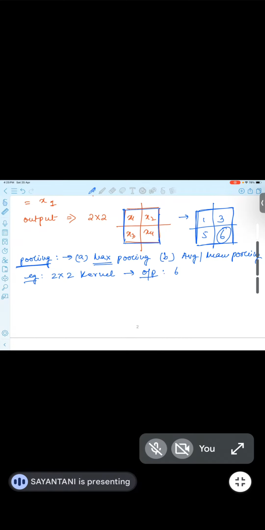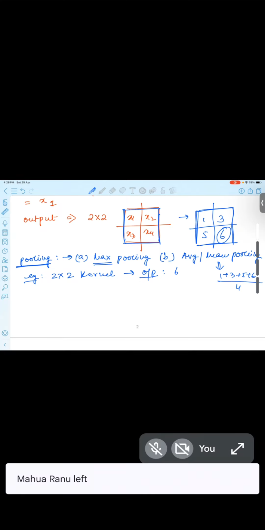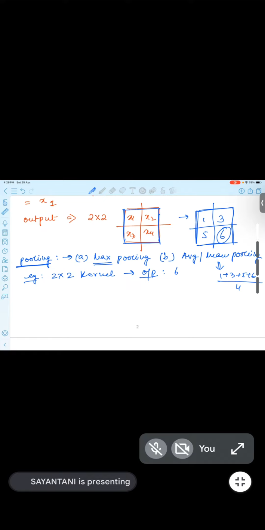If you are doing average or mean pooling, then instead of the maximum value, you have to take the average value. So 1 plus 3 plus 5 plus 6, divided by 4. Whatever the answer is, that is going to be your output. Again, you can see that from a 2 cross 2 matrix, we are ultimately getting a scalar value. That means again we are selecting the most optimal feature, like if we had done feature selection separately using PCA. The same thing is being done here via the pooling operation.